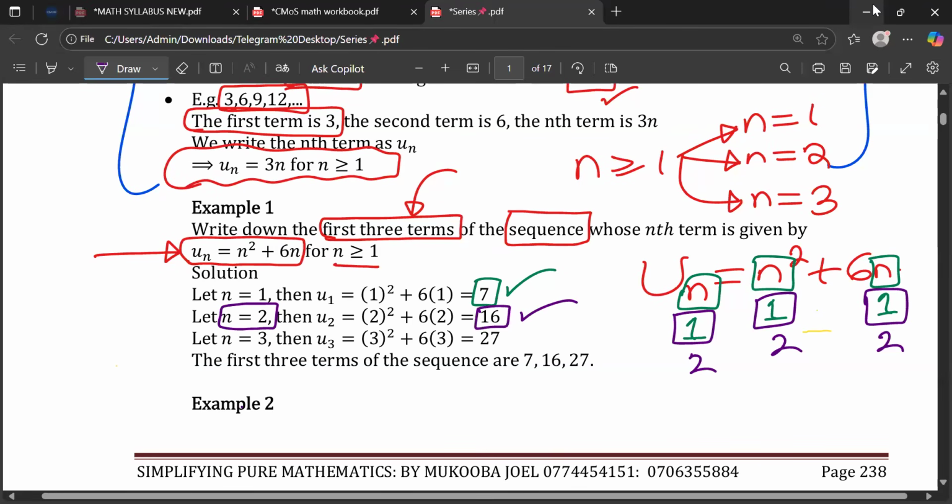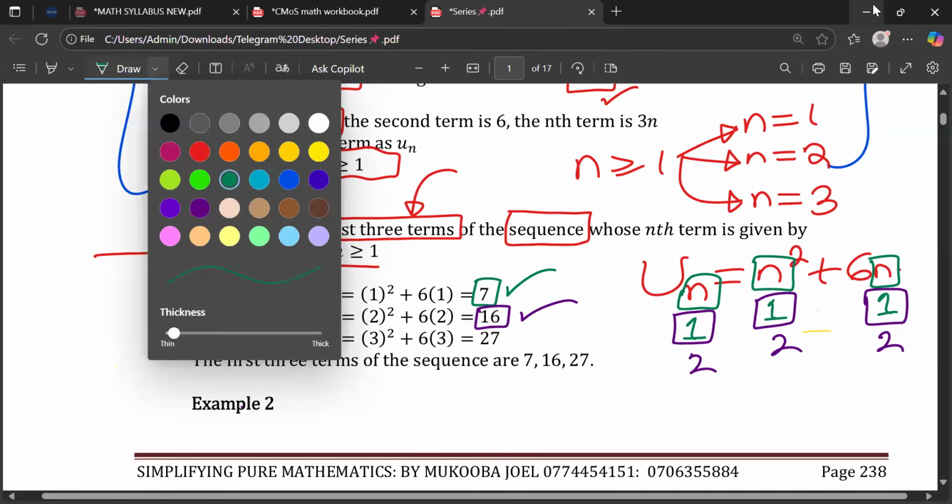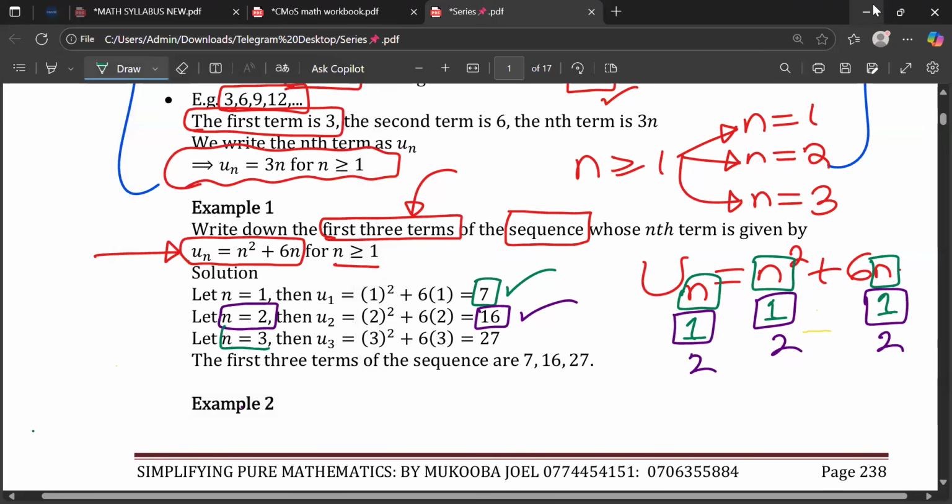The second term. The last term which they want, because they wanted only the first 3. So the third term, n equal to 3, where there has been 2, you put there 3, even here you put 3. Of course, you don't need to forget that squared, yeah? Then also here, put there 3. The 27 you get is what they call what?